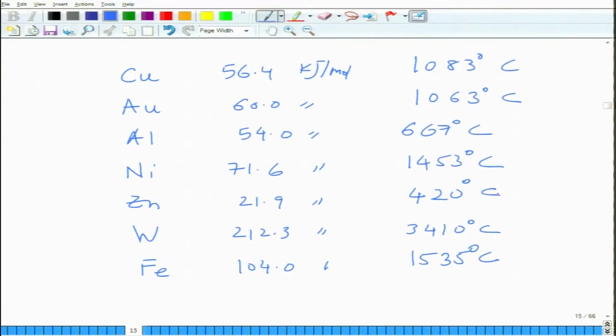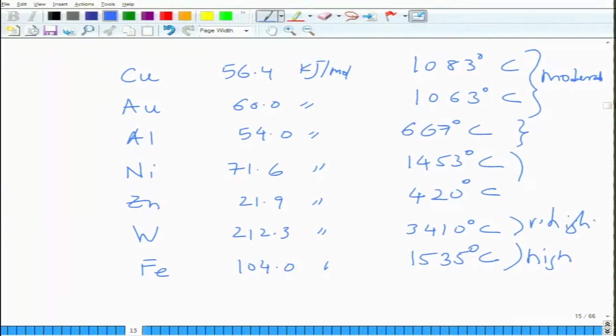So, you can see again the correlation. These are all moderate bond energy metals. The melting point is about 1000 or lower, aluminum is on the slightly lower side, nickel, iron, they are on the higher side, they have moderate melting points, zinc is of course very low. So, this is moderate, this is high, this is very high.